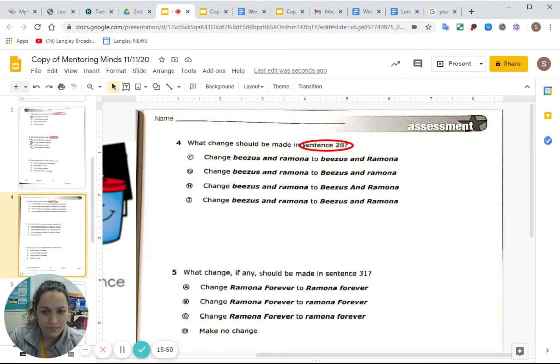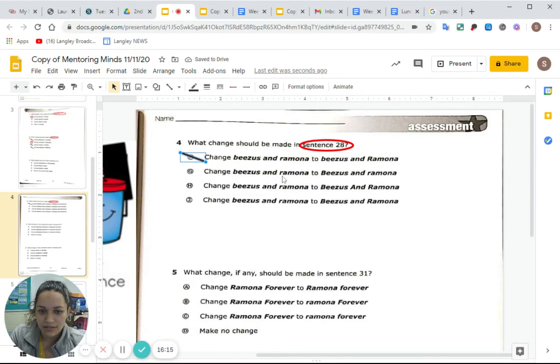with a capital R. Well, why did they only capitalize one? Is Beezus and Ramona the specific name of something? Yes, it is. So why would they only capitalize one and not the other? Should that be our answer choice? Nope, that one shouldn't. So let's cross that one off.